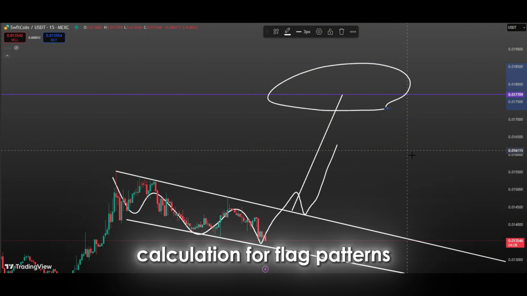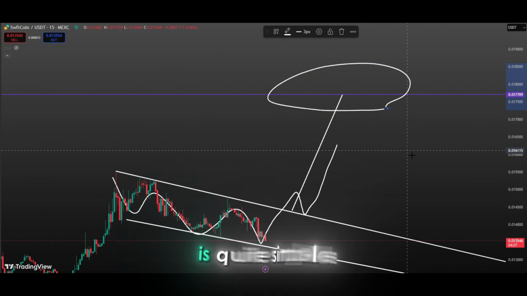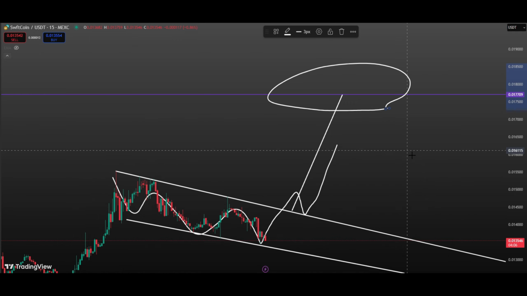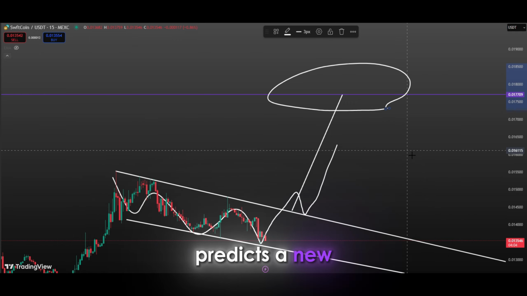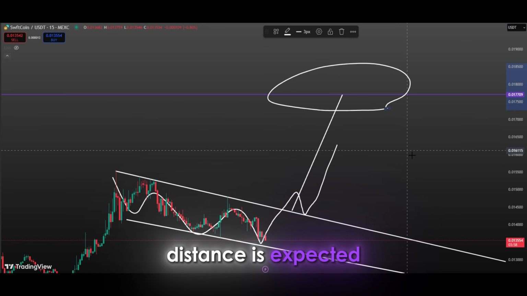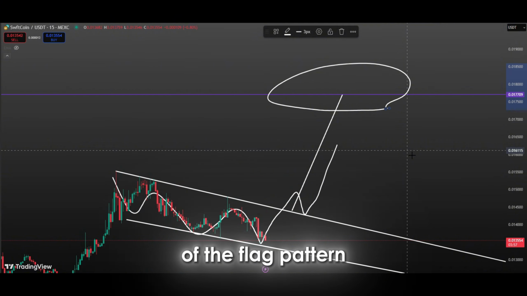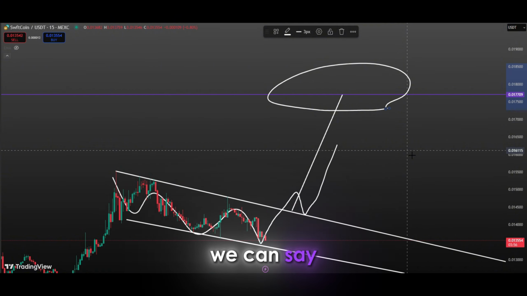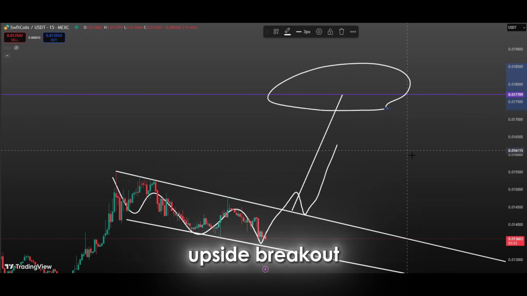The overall target calculation for flag patterns is quite simple, but can have very powerful implications. The target of the pattern predicts a new bullish distance equal to the length of the previous uptrend before the flag. This means that if the price breaks the flag pattern to the upside, another move of the previous bullish distance is expected. Considering the length of the flag pattern currently formed on the chart, we can say that the price has the potential to reach quite high levels after a possible upside breakout.